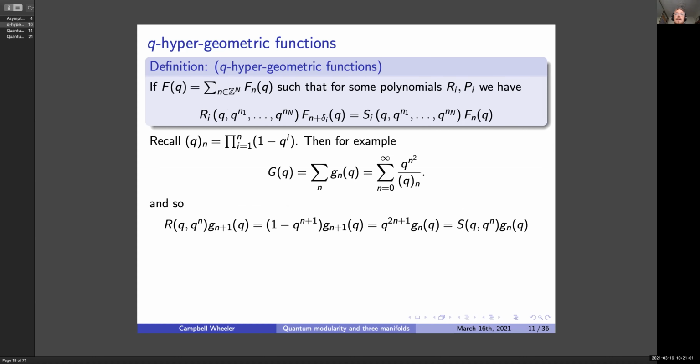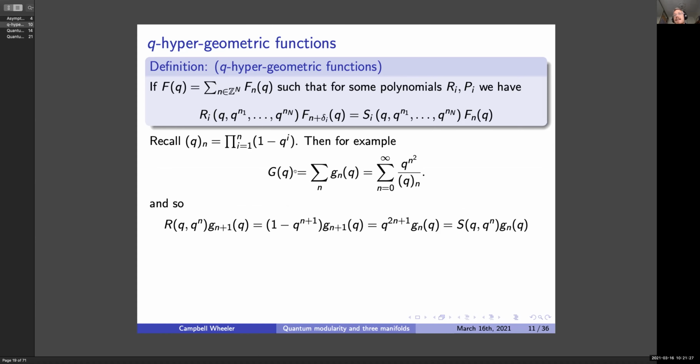Okay. So a little quick example is this function here. Just recall this nth q-Pochhammer symbol here is a product of 1 minus q to the i, from i equals 1 to n. So then this function here is one of the famous Rogers-Ramanujan functions, but that's beside the point.